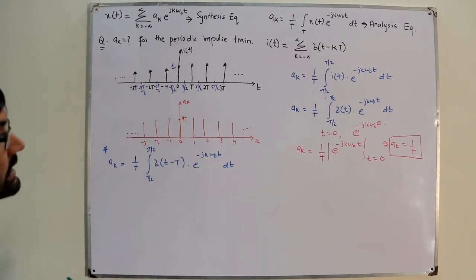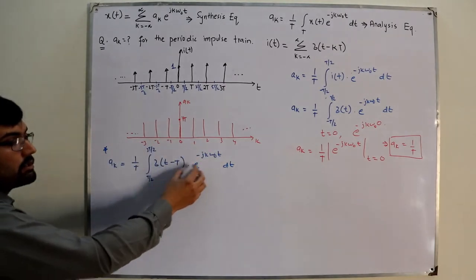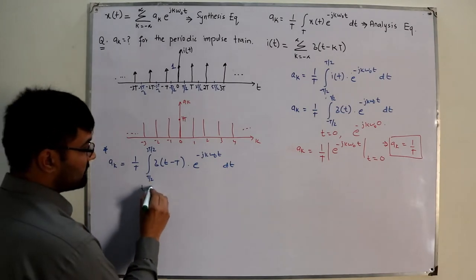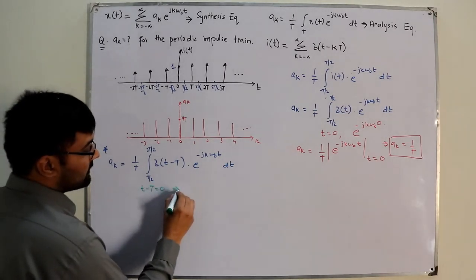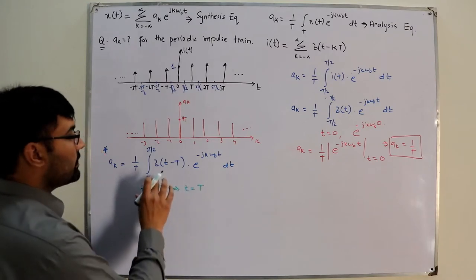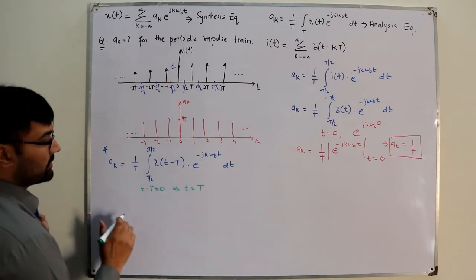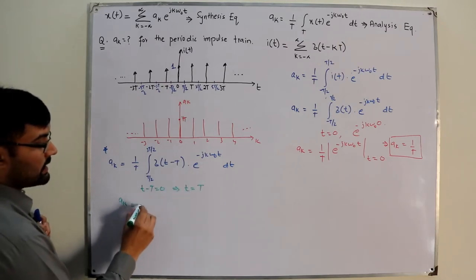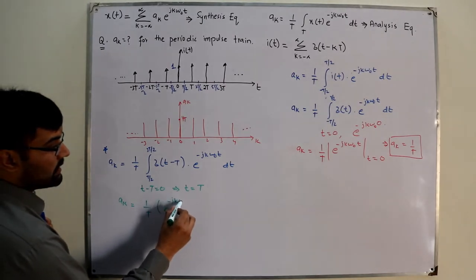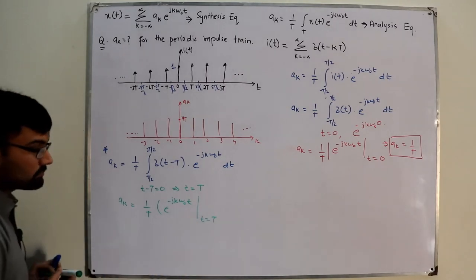Now what do you have? The value of this integration would be the value of the function with the argument set to 0. So which means that now if I set t minus T equal to 0, this implies that t would be equal to capital T. So the value of this integration would be what? The value of this function at t equal to capital T. So which means that now my a_k would be 1 upon T into exponential of negative jk omega naught t at t equal to capital T.